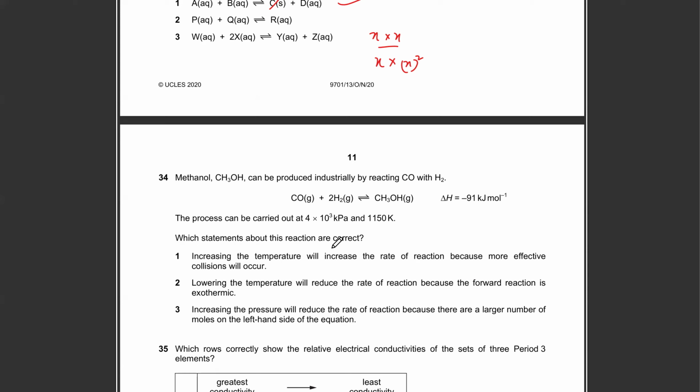Increase in temperature increases the rate of reaction because more effective collisions. Yeah, that's fine. Lower the temperature will reduce the rate of reaction because the forward reaction is... No, two is incorrect. It's for the wrong reason. If the reason is wrong... it's got nothing to do with the forward or backward. It's just that the temperature is low, you get less kinetic energy, you're going to get less effective collisions, and less frequent collisions as well. Increasing the pressure increases the rate of reaction. So only one only, I think.